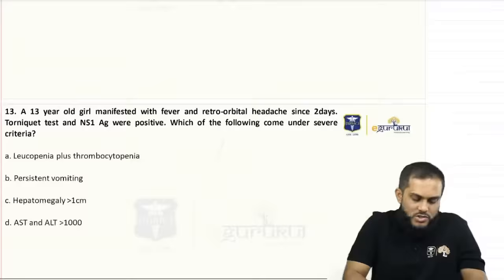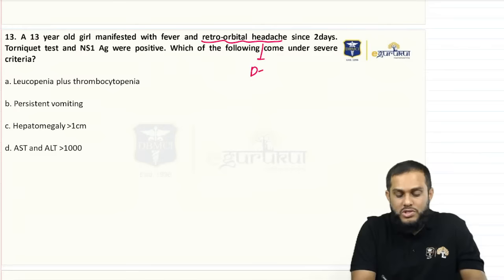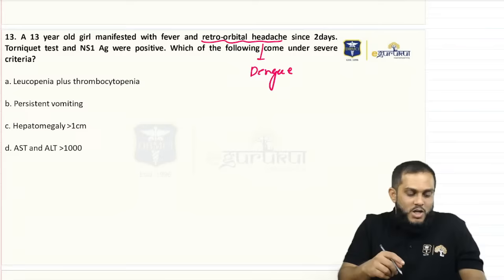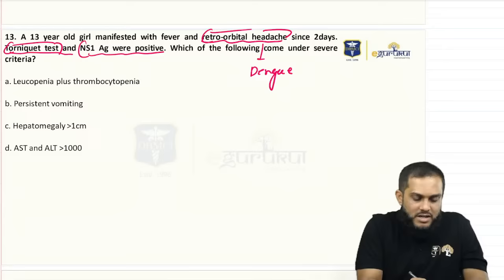A 13-year-old girl manifested with fever and retroorbital headache. So many questions on dengue also. One bacteria most commonly repeated in this exam is scrub typhus, and one virus most commonly repeated is dengue virus. Tourniquet test was positive. NS1 antigen was positive. Clinically it is dengue. Tourniquet test positive, probably dengue. NS1 antigen was positive, confirmed dengue.